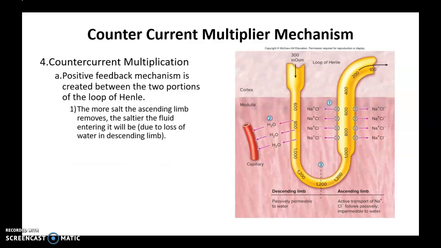And so remember one thing, the countercurrent multiplication mechanism actually establishes a positive feedback mechanism between the two portions of the loop. So the idea is the more salt pumped out by the ascending limb, the more water will come out of the descending limb. So more salt out from the ascending, more water out from the descending. So that's a positive feedback mechanism that's taking place here.